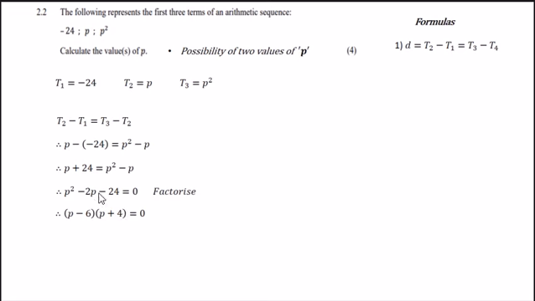This negative tells us that both brackets must have different signs, but the bigger number takes the sign of the middle term. So when we solve this, we have p equals 6 or p equals negative 4.